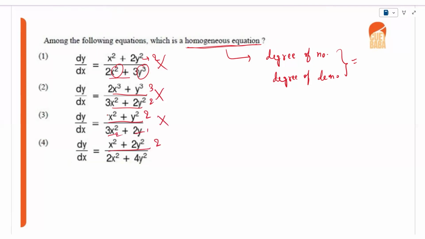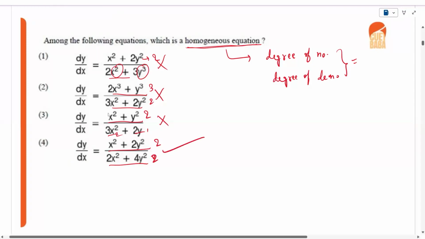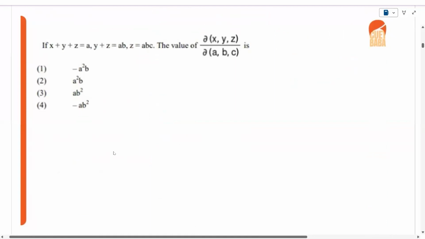Degree for numerator is 2, degree for denominator is also 2, so this is homogeneous. Fourth is the correct option. Now in this equation we have to use Jacobian.